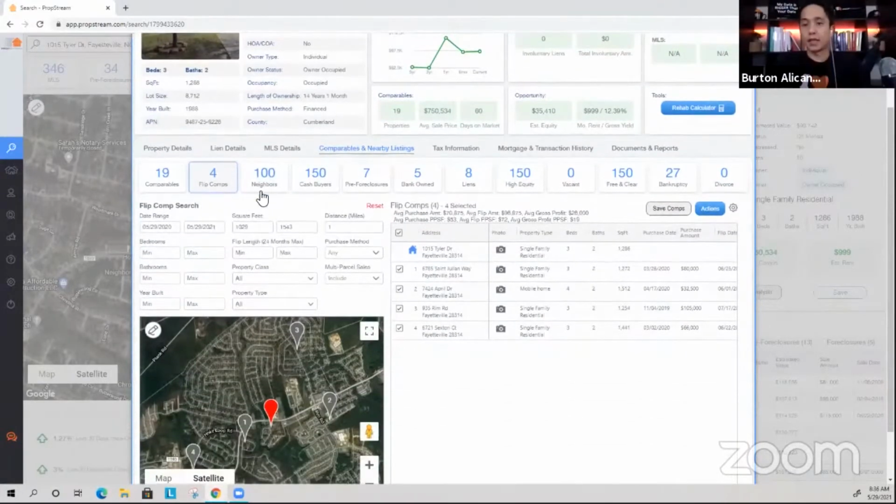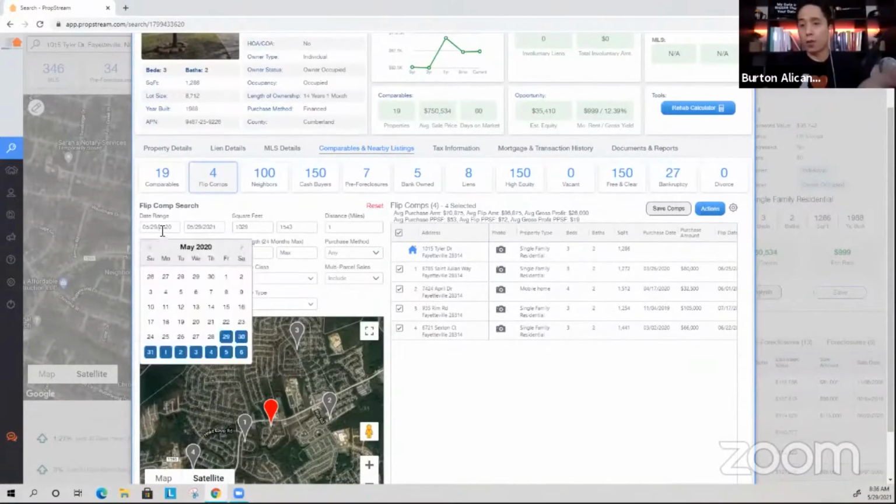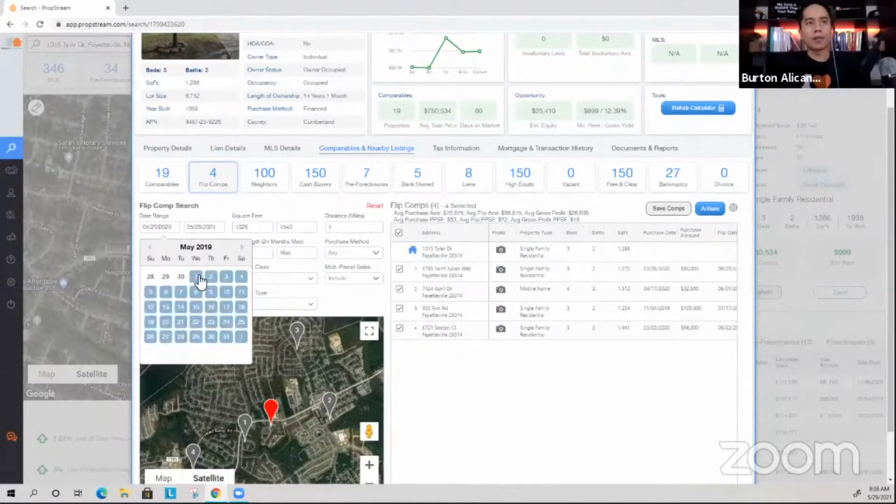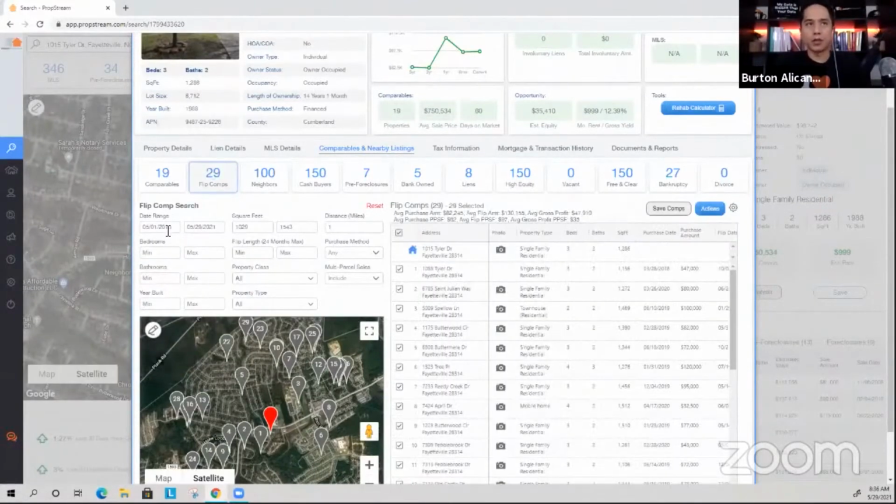So here's what this does. It shows you the comps that were flipped in the 1 year. So someone bought it in the last year and they flipped it. Okay, so if you want to go back 2 years, feel free, right? Because flippers usually stay in that area. They don't really jump from area to area. So show me all the flips that happened since 2019 in the last 2 years.